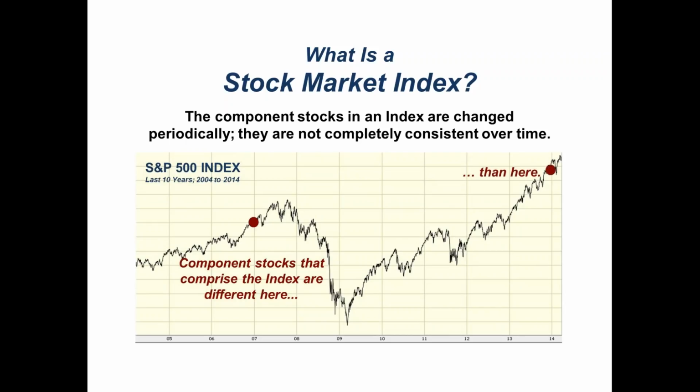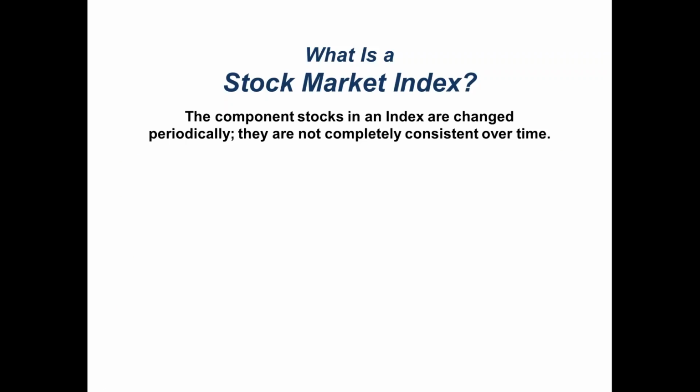This is the S&P 500 index from 2004 to 2014. Why that? Because I haven't updated this chart since 2014. My point is this: when we look at the movement of this index over that 10-year period, the stocks that were being calculated as part of the S&P 500 here in 2007 are not the same ones here in 2014. Some are, but some are different, okay?